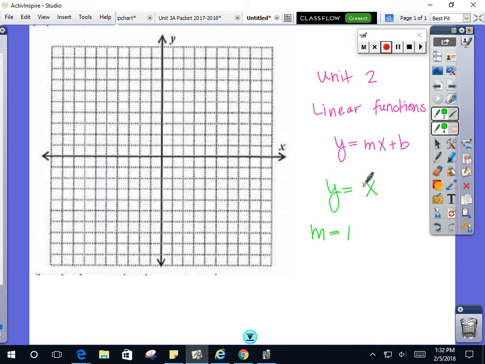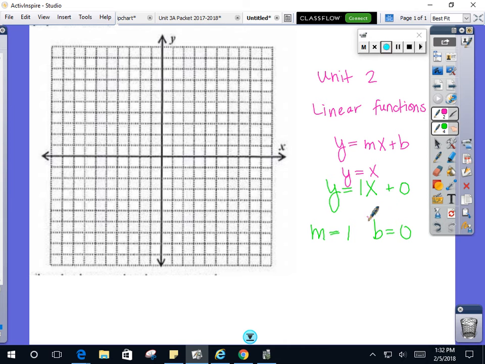1, because there's an understood 1 right there in the m place, right? And what is the y-intercept? 0, because there's an understood plus 0 in the b place. Okay, but remember, that can be written as just y equals x. You don't have to write the understood 1, and you don't have to write the plus 0.